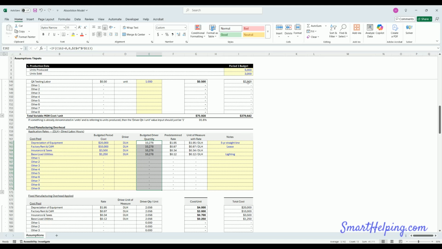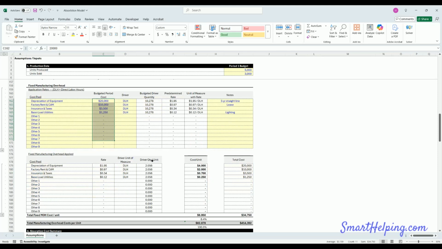But essentially, we're saying no matter how many units are produced, this is your cost for the period, which should be true. This cost for the period should not change with the unit count. And so this sets it up so we're always solving. You can see here our driver quantity is the direct labor hours per unit. And remember, our budget driver quantity was the direct labor hours per unit times the total units produced. So that will always result in our total cost being whatever this is here.